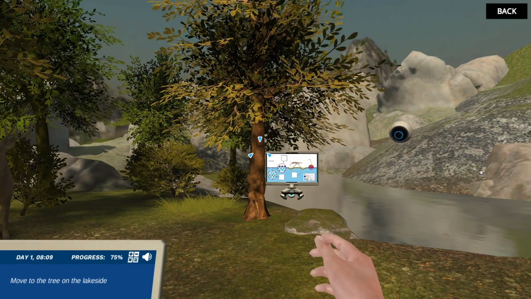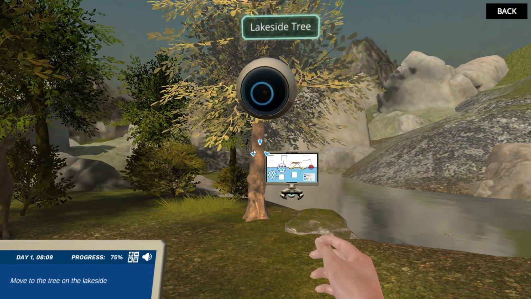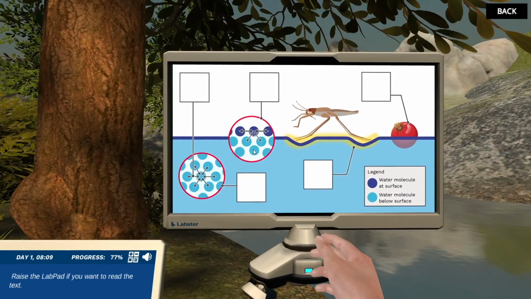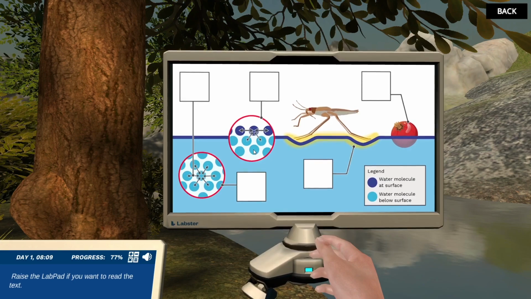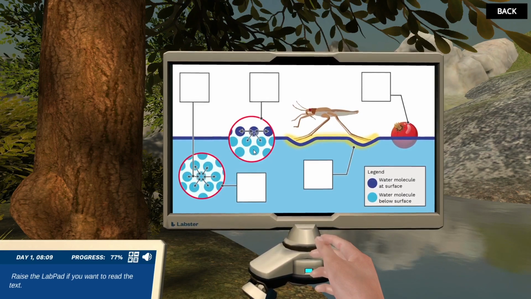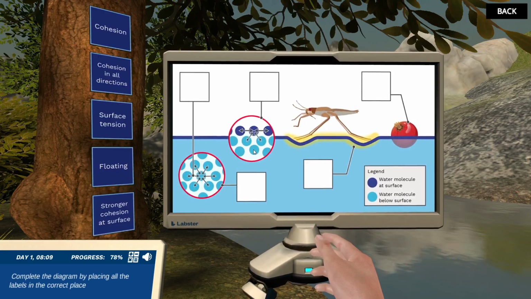Surface tension allows light insects like the water strider to walk on the lake. Move to the tree on the lakeside. On the screen you can see a more visual representation of how the strider can walk on the lake's surface. Try to fill in the gaps on the diagram. Complete the diagram by placing all the labels in the correct place.